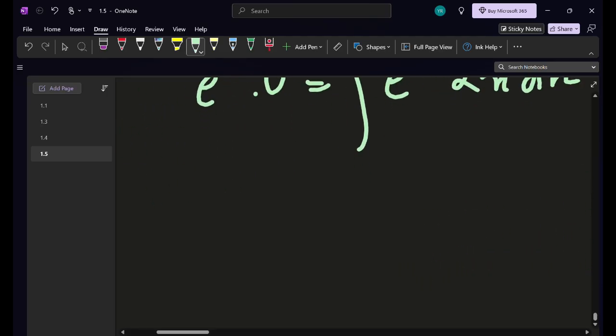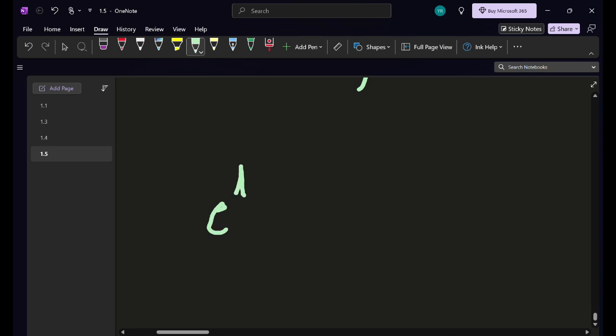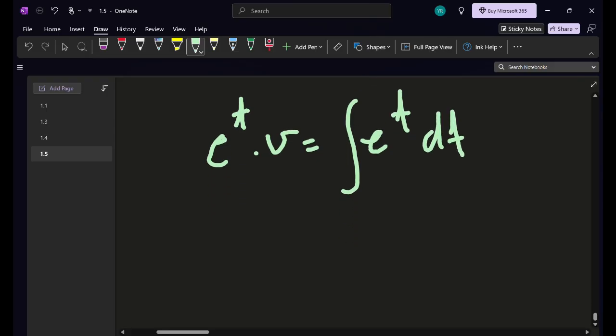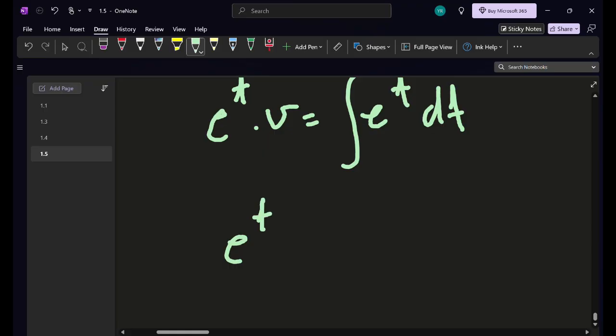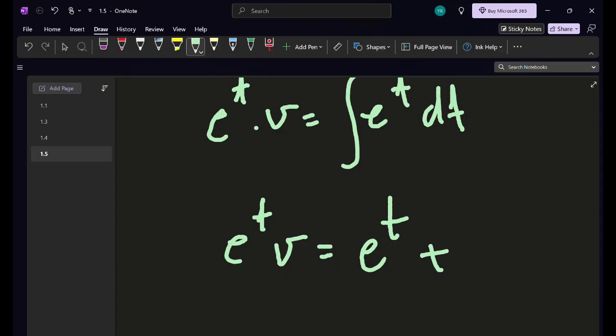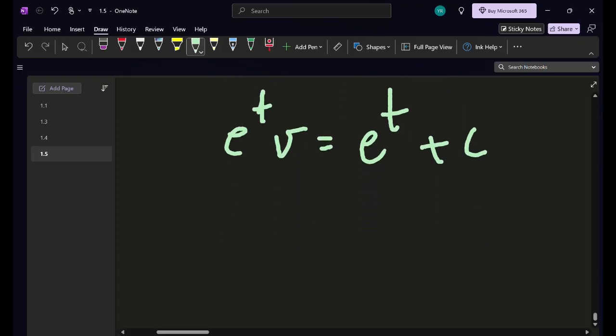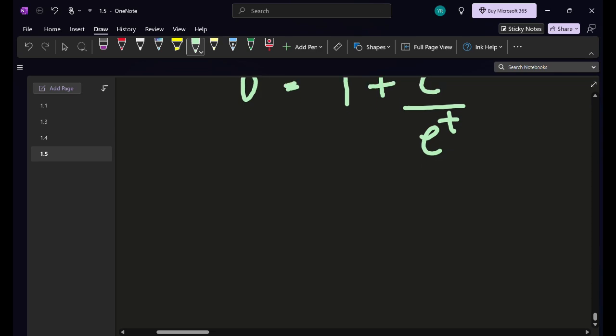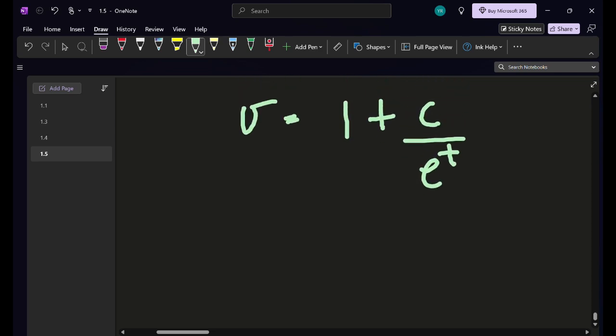Now substituting these values in the integration, we get e^t times v is equal to the integral of e^t dt. From there we get e^t v is equal to e^t plus c, and then v is equal to... e^t cancels out over here, so this will be 1. The whole term was divided by e^t, so this is how it's going to be written. Now we are going to substitute the values back in.